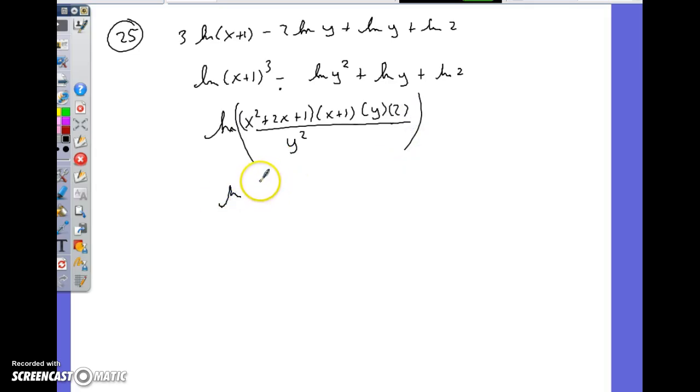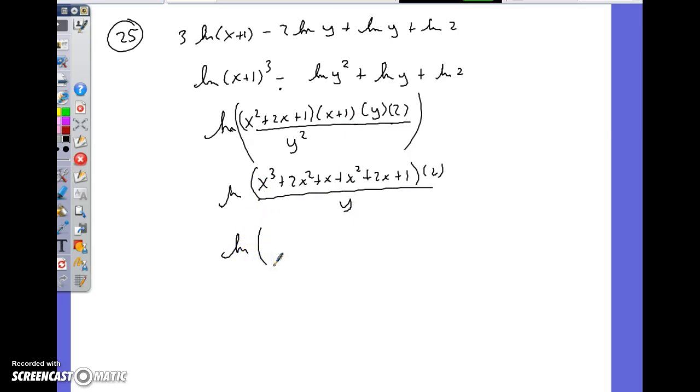ln, I got x to the third plus 2x squared plus x squared plus 2x plus 1 times 2. What happened to the y? y cancels out with one of the y's at the bottom. I'll put it on the bottom. ln, absolute value. Sorry, no absolute value at all. Think of something else altogether different. Let's not talk about that right now. 3x plus 1, and a 2 all over y. And that is theoretically condensing it. Ouch. Doesn't look very condensed to me, does it?